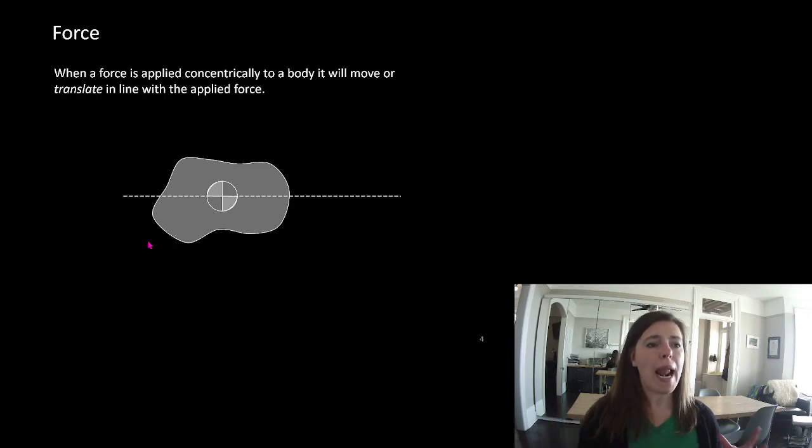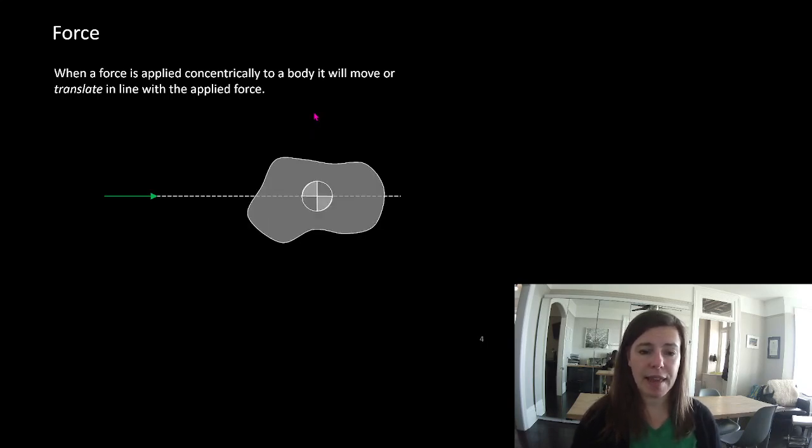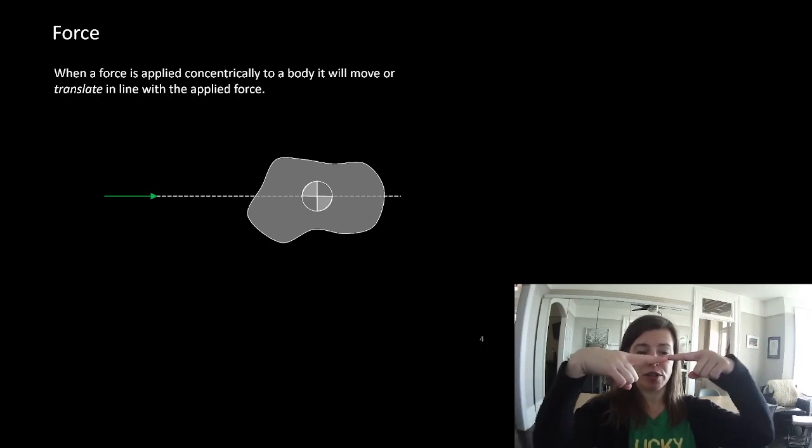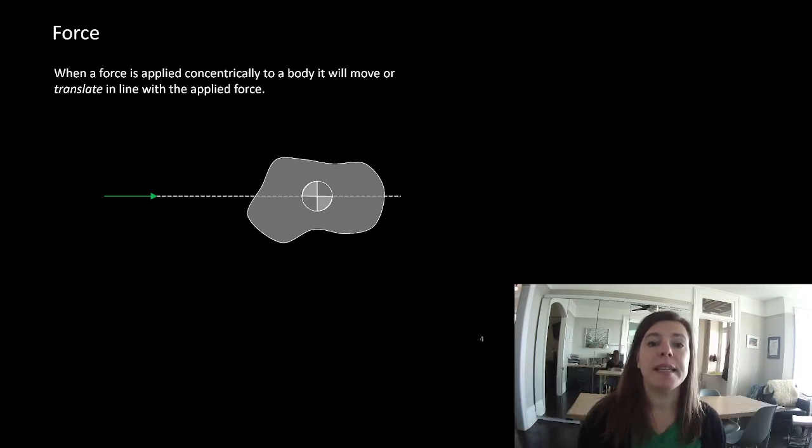Okay, what happens if you push on an object through its center of mass? What do you think is going to happen? It's going to just slide along. Okay, so a force applied concentrically to a body will make it move, or translate, in line with the applied force. So put a force on an object, it tries to slide, like that. If you wanted to stop it, you'd have to put a force in the opposite direction, and then it wouldn't move. You would need an equal and opposite reaction to stop it from moving.